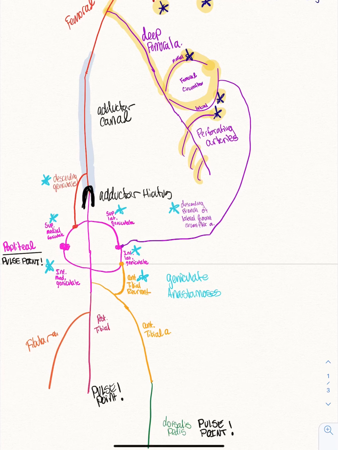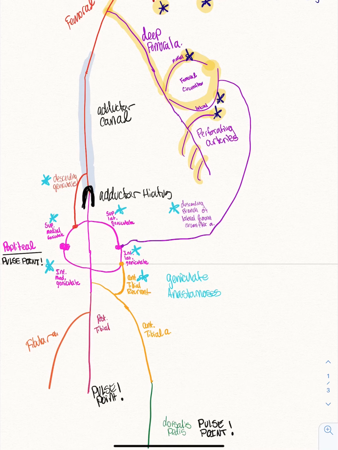Before we move on to the lower limb, I want to quickly point out our geniculate anastomoses here with the teal star. The geniculate anastomoses receives contributions from the descending geniculate here off of the femoral artery, the descending branch of the lateral femoral circumflex from the deep femoral artery, the superior and inferior branches of the medial and lateral geniculate arteries here from the popliteal, and lastly, the anterior tibial recurrent artery from the anterior tibial artery.